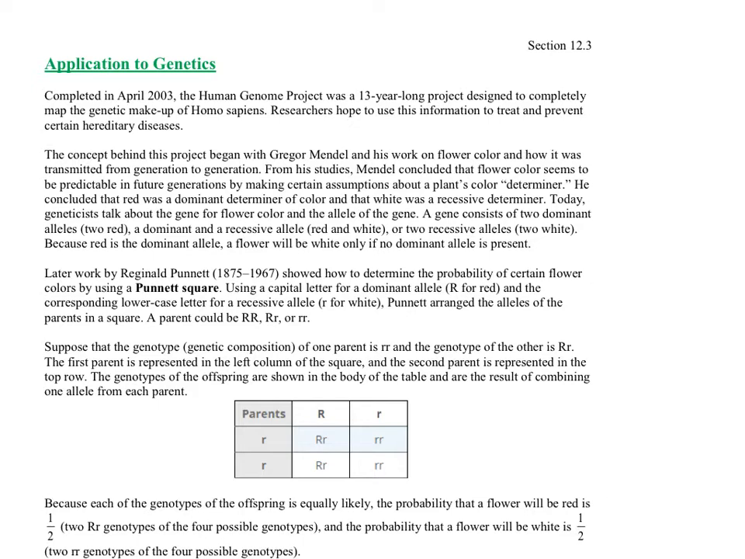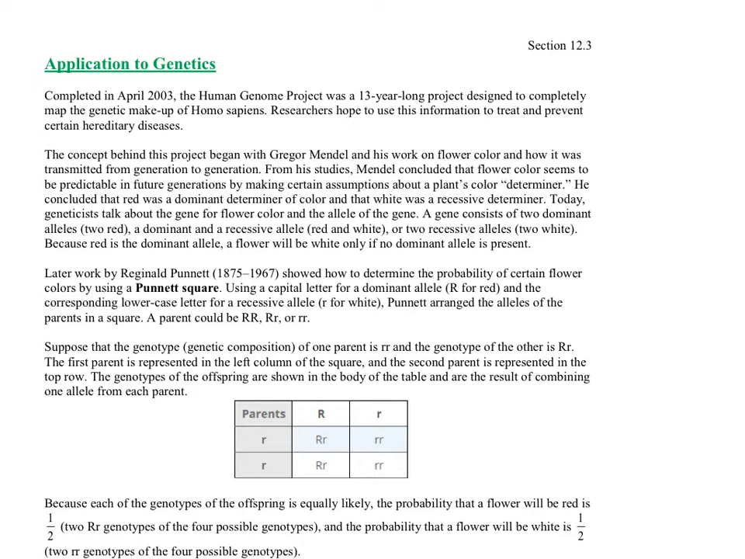The concept behind the project began with Gregor Mendel and his work on flower color and how it was transmitted from generation to generation. From his studies, Mendel concluded that flower color seems to be predictable in future generations by making certain assumptions about a plant's color determiner. He concluded that red was a dominant determiner of color and that white was a recessive determiner. Today, geneticists talk about the gene for flower color and the alleles of the gene.